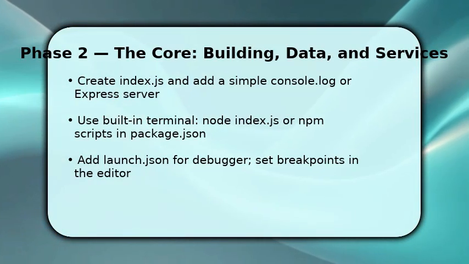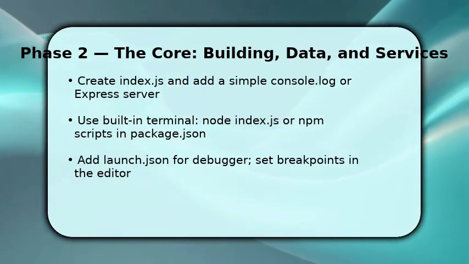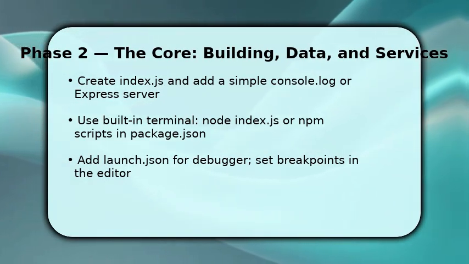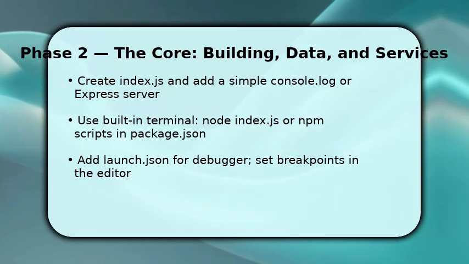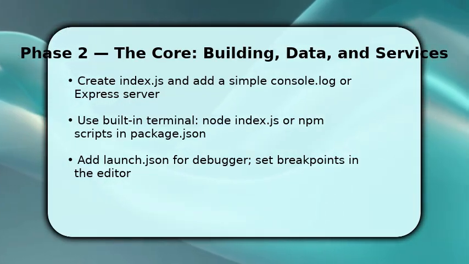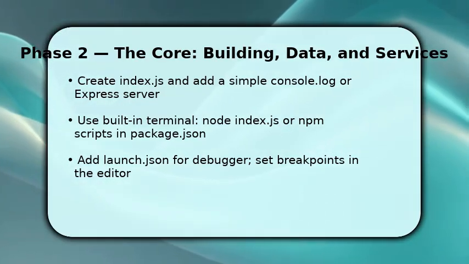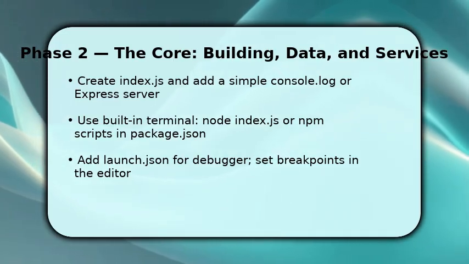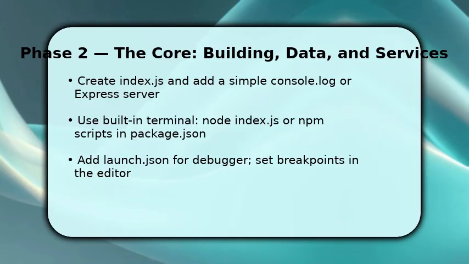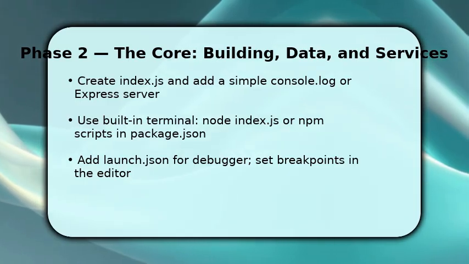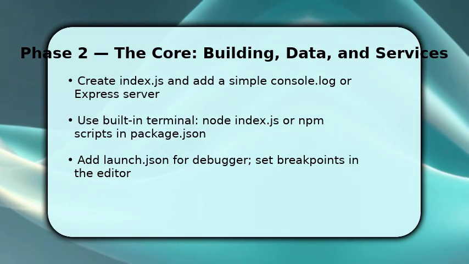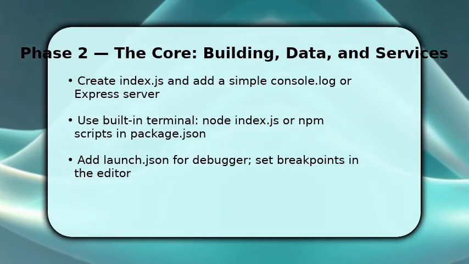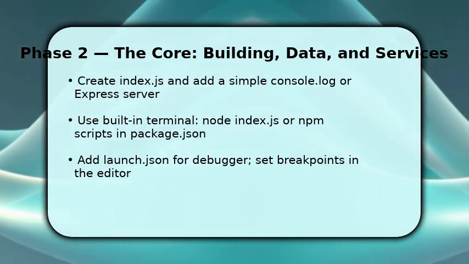Now create index.js and add a simple console.log, or a minimal Express app. This gives you something to run and inspect. Use the VS Code integrated terminal to run node index.js or add a script in package.json and launch with npm run start. Once running, add a launch.json configuration for Node debugging and set breakpoints in the editor to step through code. This lets you inspect variables and call stacks, so you understand why code behaves a certain way and iterate faster.